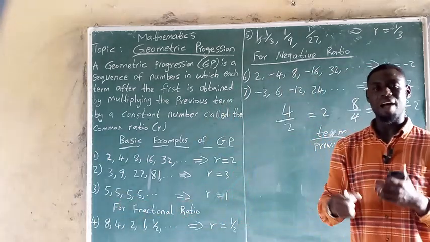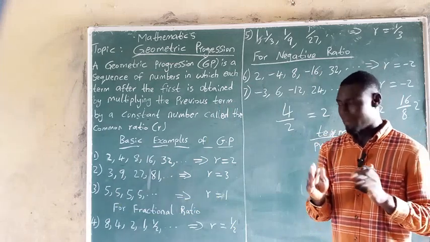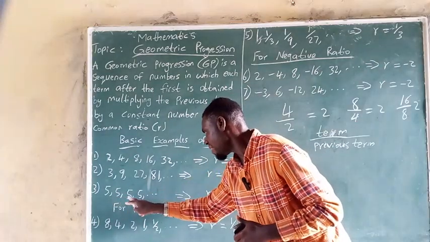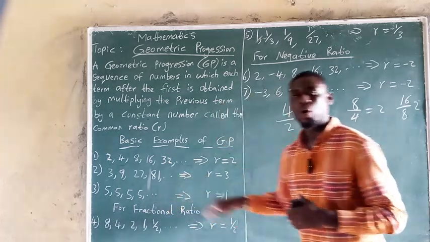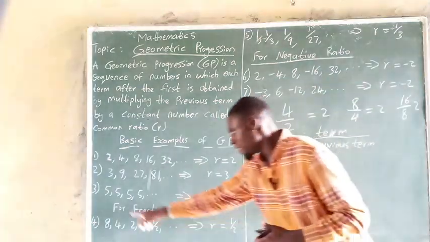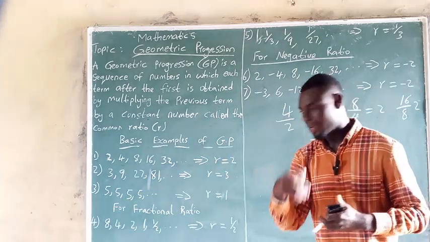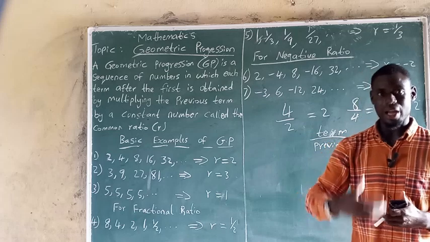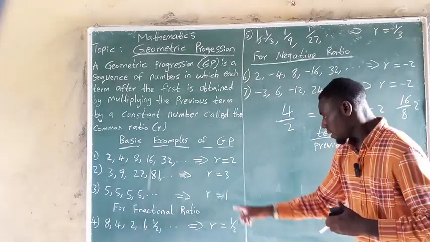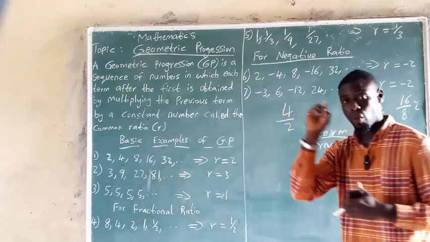Now, let's come to this one. When you continue having a frequent number that is the same, like this one, you have 5, 5, 5, 5, 5 continuously. You observe that if I use this 5 divided by the first term, it will give me 1. 5 divided by 5 will give me 1, so it will continuously give me 1. That is why I say the common ratio here is 1.